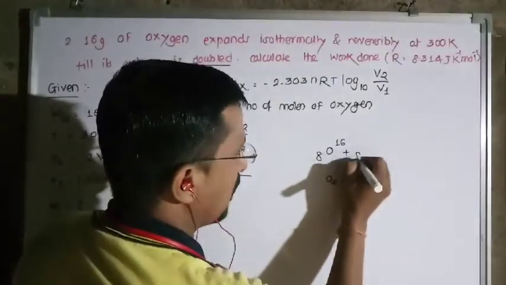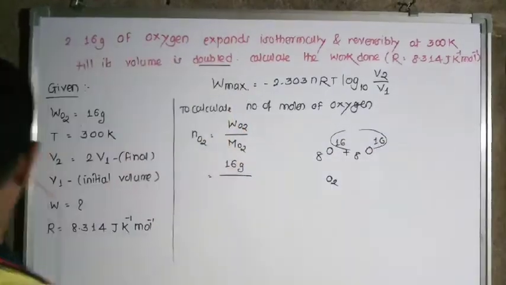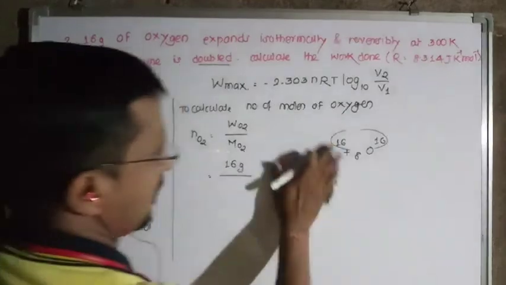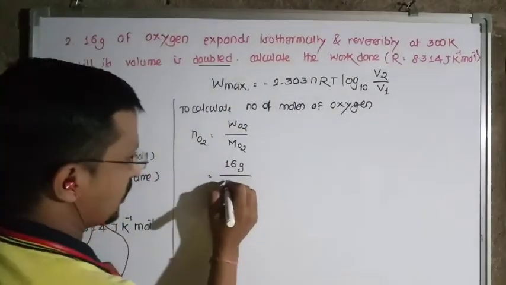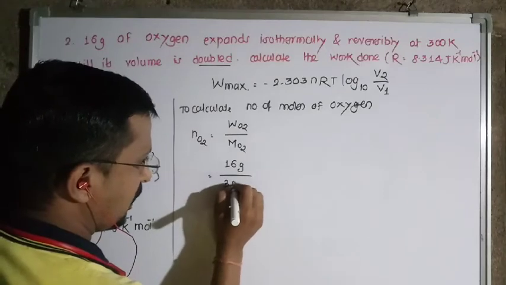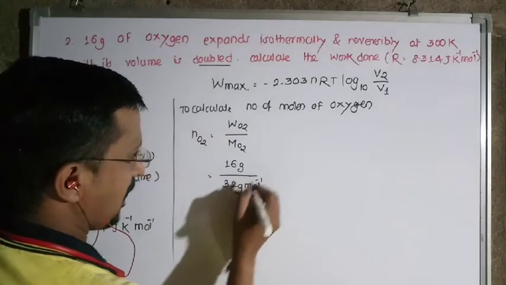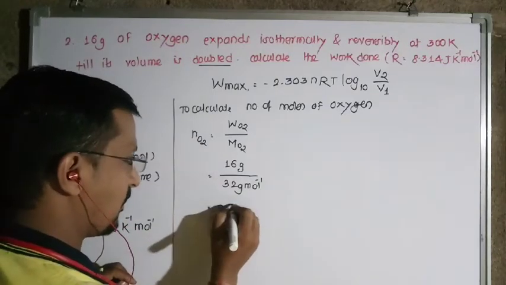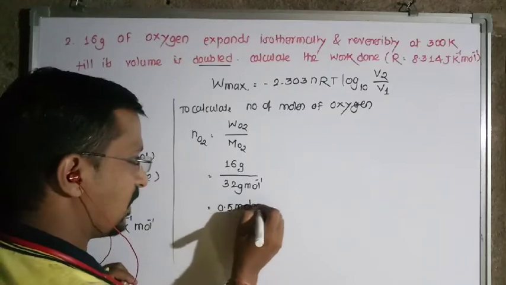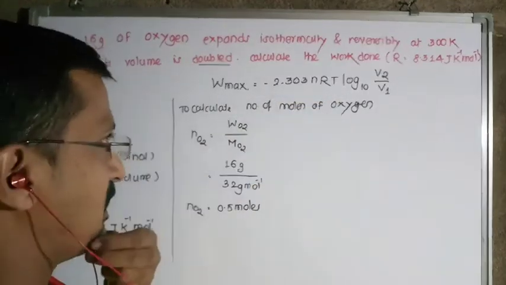So 16 plus 16 is 32. This is the atomic mass, which means the molar mass of oxygen. So it is 32 gram per mole. Molar mass, gram per mole. If you calculate it, it is 0.5 moles. That is the number of moles of oxygen.